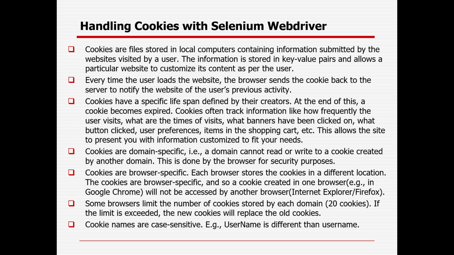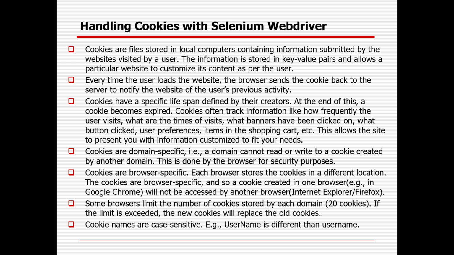Cookies often track information like how frequently the user visits, what time they visit, what banner they have clicked on, what operation they have done, what button they have clicked, user preferences, and what items are in the shopping cart, all this stuff. This allows the site to present the user with information customized to fit their need. Cookies are domain specific, like a domain cannot read or write to a cookie created by another domain. This is done by the browser for security purposes.